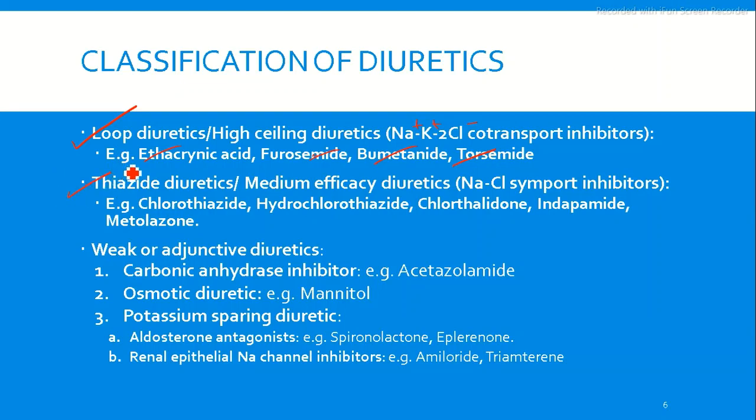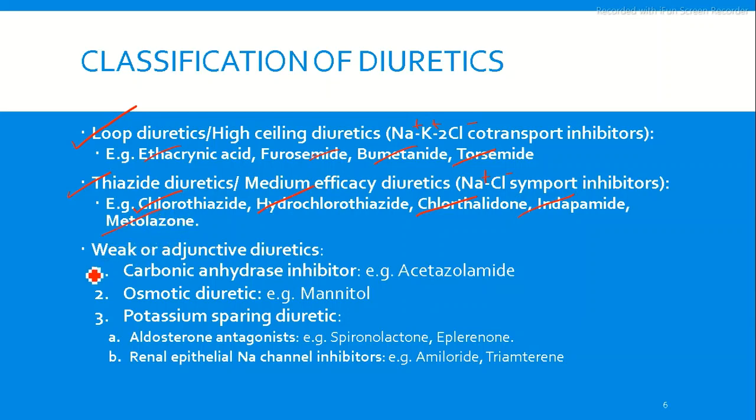Then we have the second category of diuretics, the thiazide diuretics, which are medium efficacy diuretics and which act as sodium chloride symport inhibitors. Examples are chlorothiazide, hydrochlorothiazide, chlorthalidone, indapamide, and metolazone.